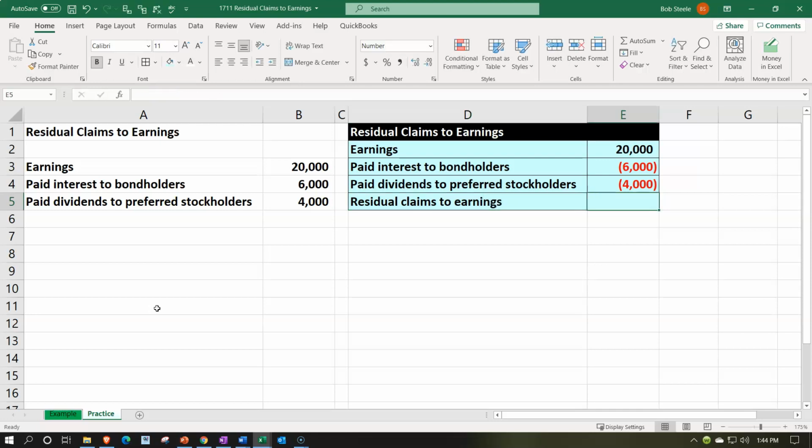earnings. Summing that up equals the sum, which will actually subtract it out, the 20,000 minus the 6 minus the 4, giving us the 10,000. Let's put the underline underneath, font group and underline.